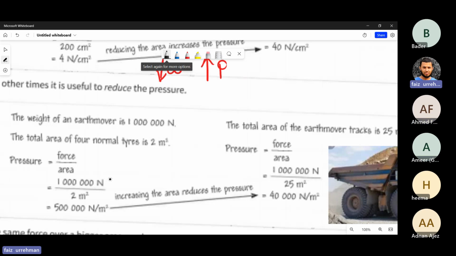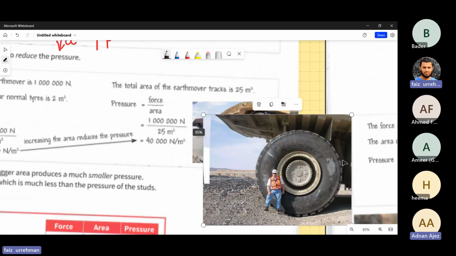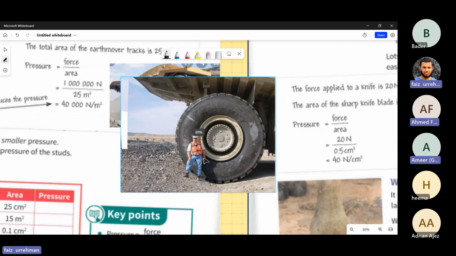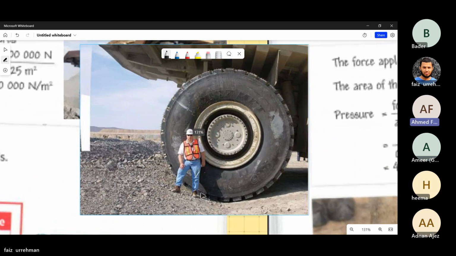Okay. So in area, increasing the area reduces the pressure. I think this photo is also not suitable for an earth mover. But do you know how big an earth mover is? Sometimes it's double the size of a construction area. You will not see this easily. Now look at this photo. What do you think? This is an earth mover. This thing can easily squash me like a fly.